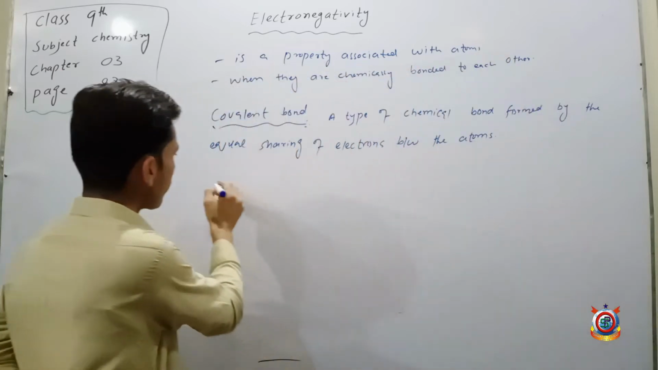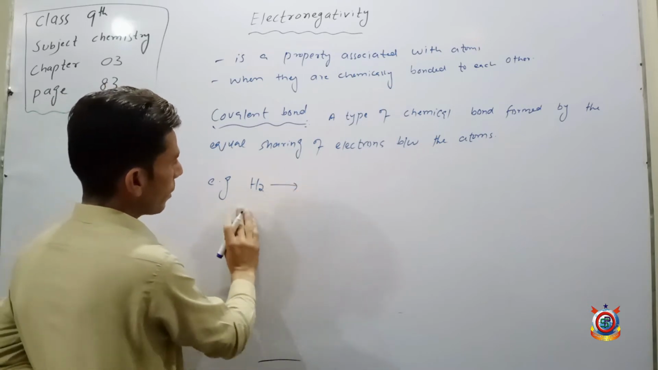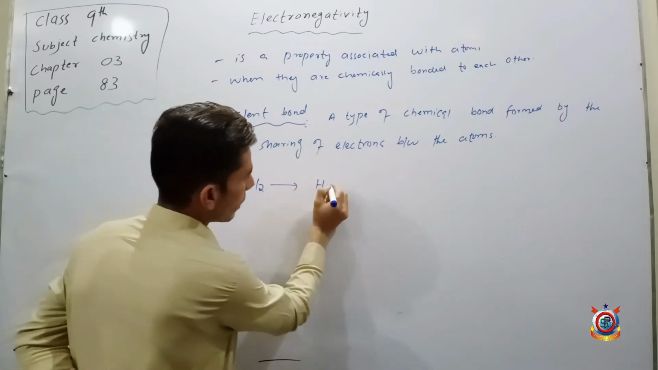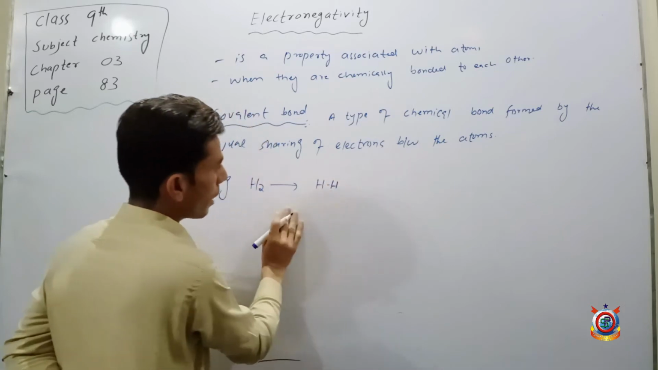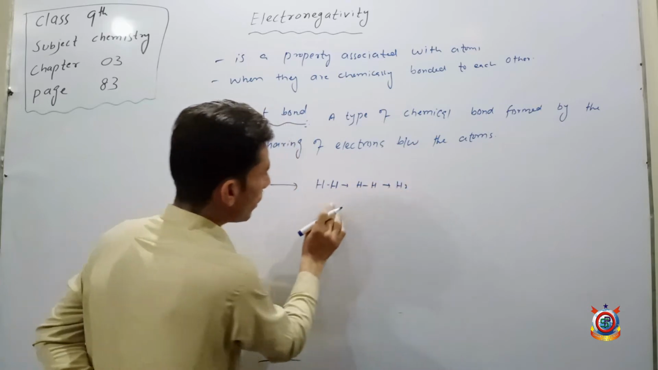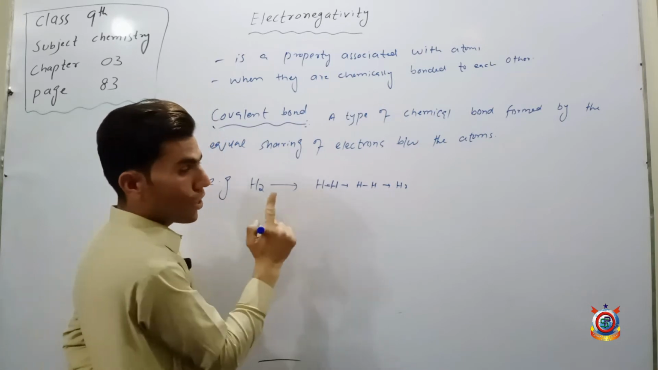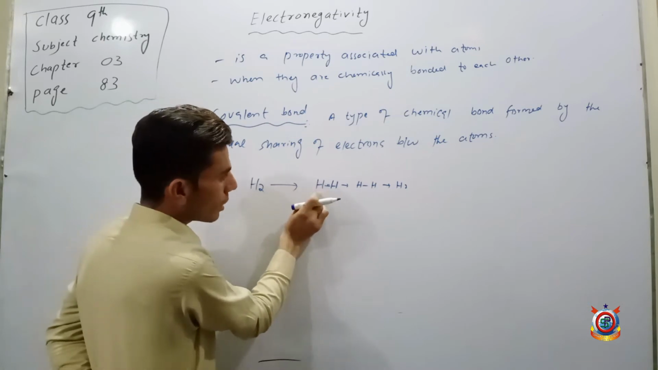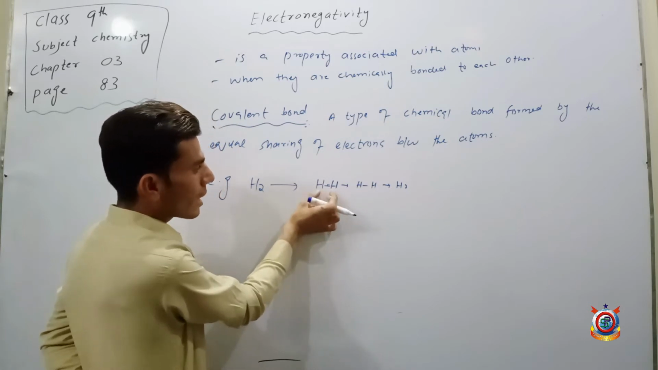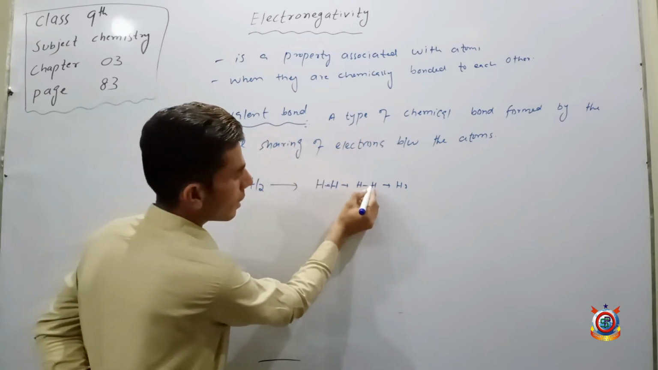For example, H2 molecule, hydrogen molecule. In the formation of H2 molecule, one electron is shared by one hydrogen atom and the other electron is shared by the other hydrogen atom, and they form H2 molecule. So each hydrogen atom shares one electron. They equally share electrons and form a bond which is called a covalent bond.